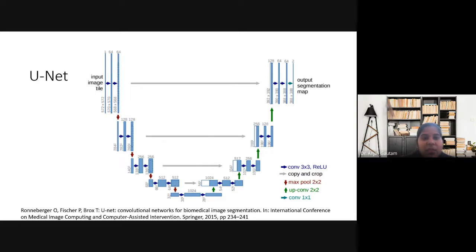Here they are performing the convolution operation, then doing the downsampling, meaning reducing the size of the image and extracting the features. See here, up to 1024, this is where they have reduced the image.